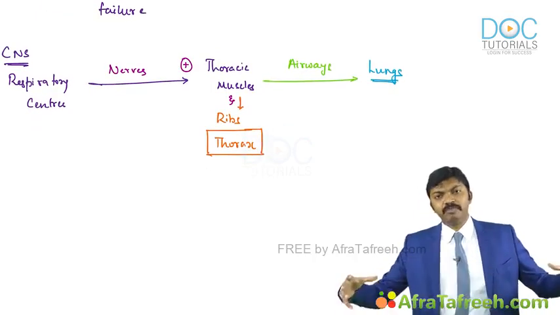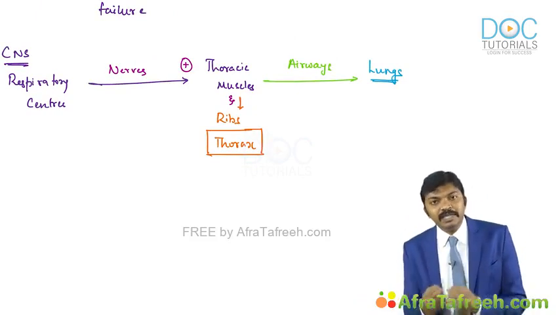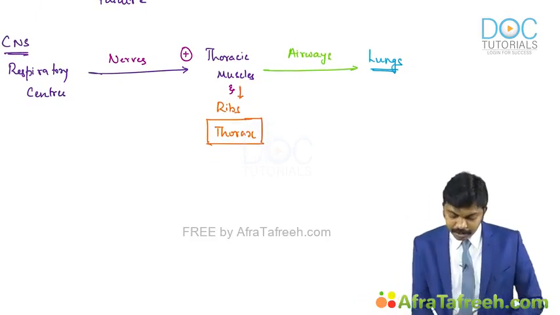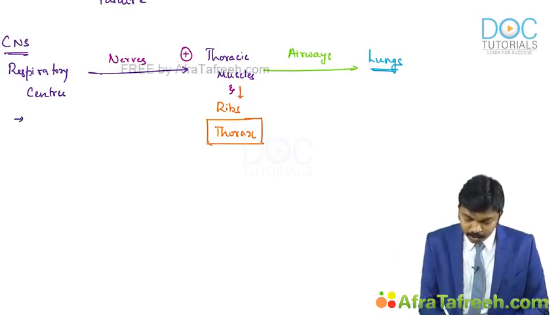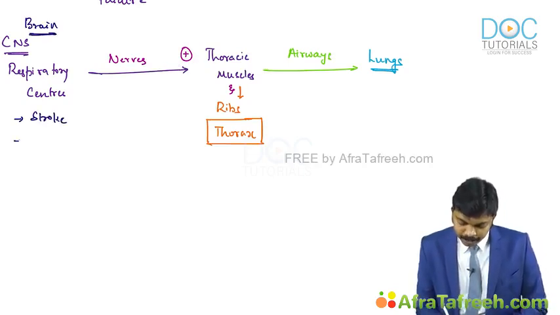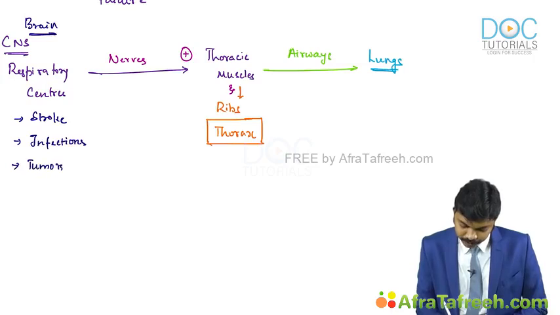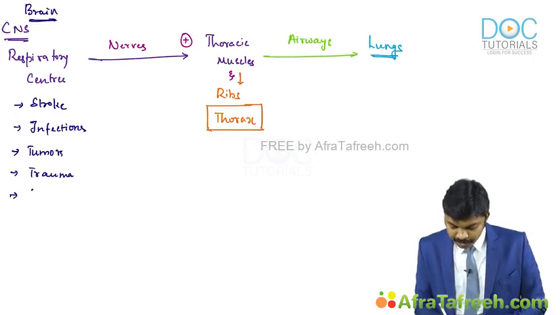We have a lot of pathologies in this pathway consecutively leading to decreased air entry into the lungs. For example, let us consider the CNS, respiratory centers, the brain on a simpler level. Let us consider this as the brain. Any stroke in the brain, any infections, any tumors, any trauma, any poisonings, narcotics poisoning, opiates poisoning.